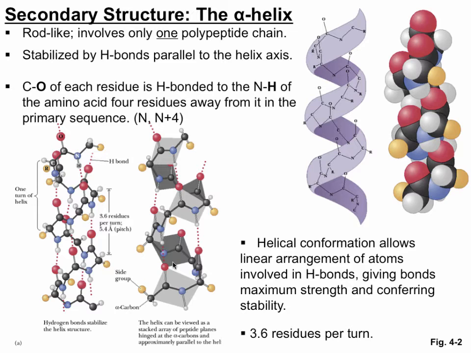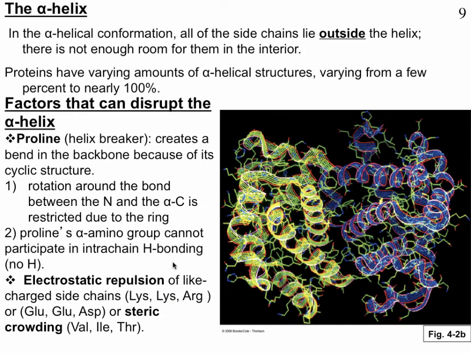And so per turn of the alpha helix, there's 3.6 amino acid residues. So in the alpha helix, all of the side chains are going to lie outside of the helix because there's not enough room in the interior.